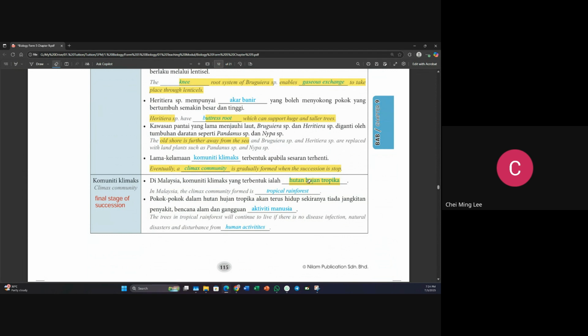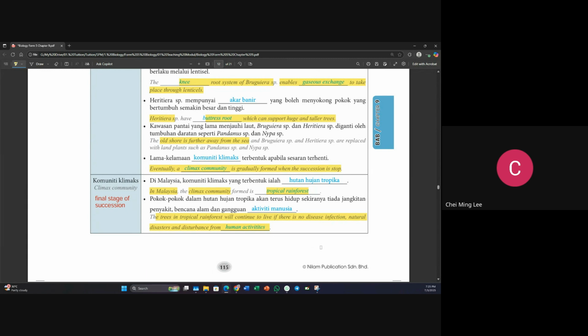So in Malaysia, our climax community is the tropical rainforest. So the trees will continue to live if there's no disease, infection, and so on. Okay, as long as there is no disruption, they will continue to live, like more than 100 years, thousands of years if you can. Nowadays very hard. At almost 100 years, they already cut them off.